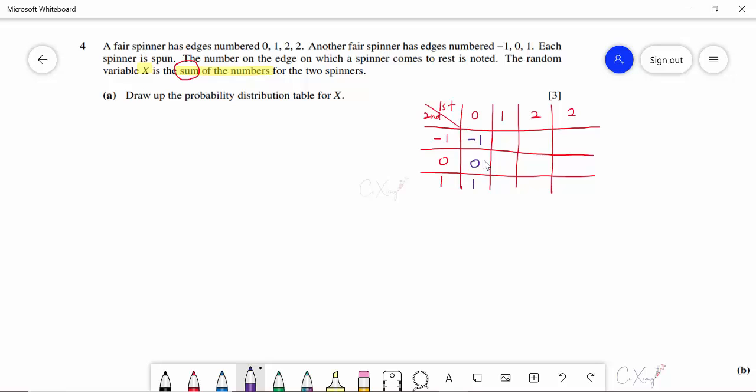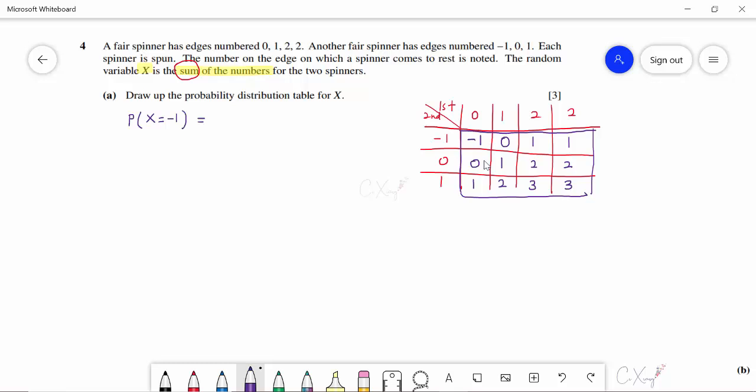So 1 plus 0, 1. Oh, sorry, 1 minus 1 equals 0. Then this you'll get 1 and 2. And you do the same thing for the rest. All right, so once you add all the two numbers between the spinners, all these are your possible outcomes. So from here, very clearly, you have a few values of x. So x can be equal to -1.